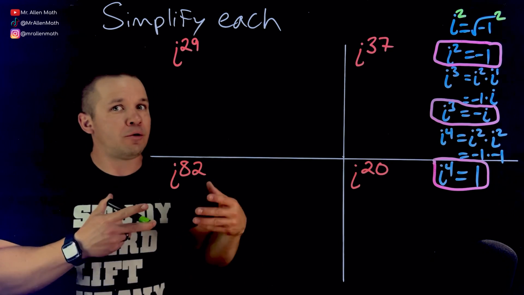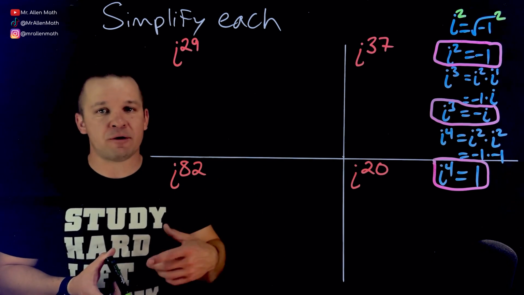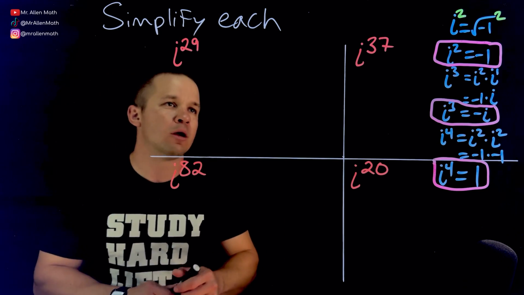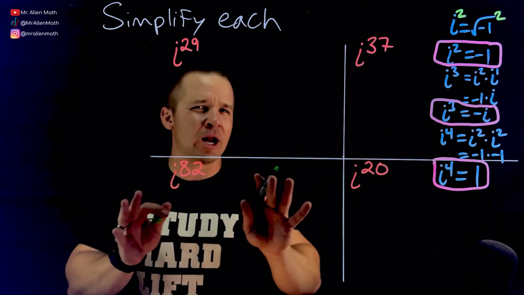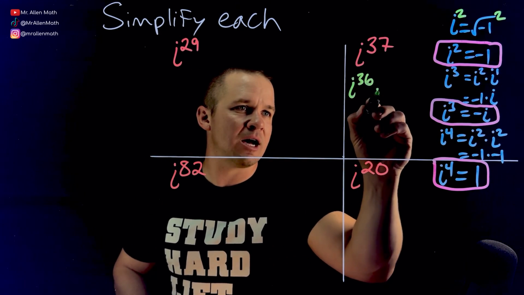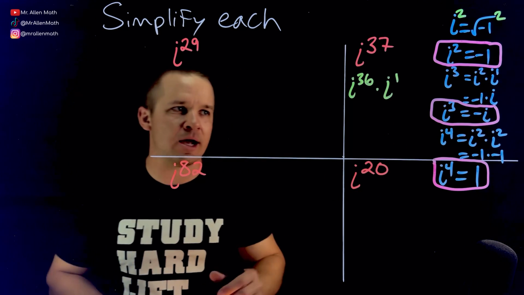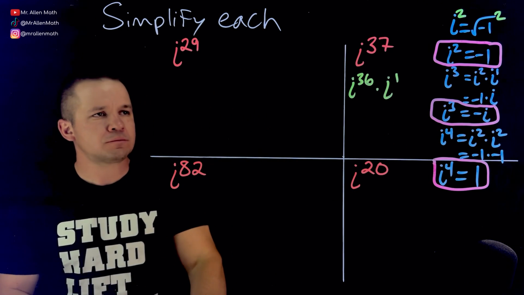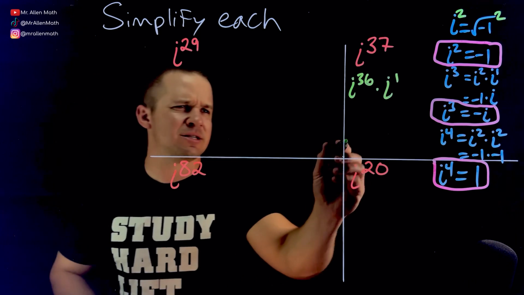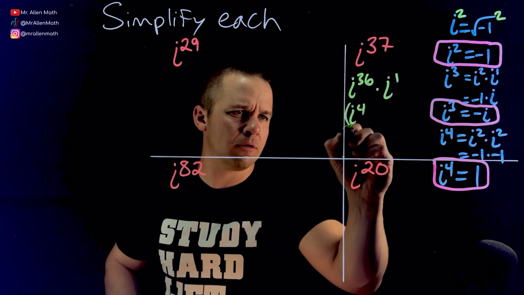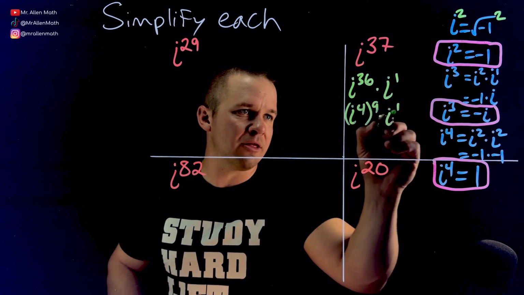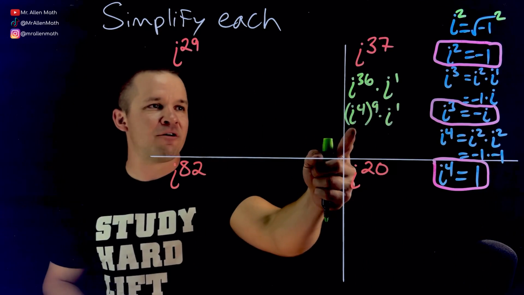Well, that would be 36. 36 divided by 4 is 9. I don't really care what that is. I just know that 36 is divisible by 4. So we can think about it like this. I'm going to write a little more work than you necessarily need to. i to the 36 times i to the 1st, right? Okay. Well, i to the 36, we said, is the same thing as i to the 4th, 9 times over, right? To the 9th times i to the 1st. In other words, I have 1 to the 9th power.